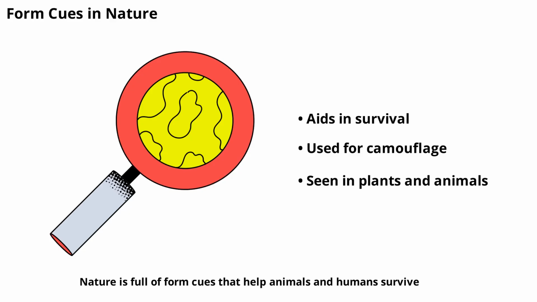Nature is full of form cues that help animals and humans survive. For example, the stripes on a zebra break up its outline, making it harder for predators to spot. Birds use color and pattern cues to attract mates or warn rivals. Even plants use form cues, like leaf shapes and textures, to adapt to their environments. Observing nature can teach us a lot about the power of form cues.